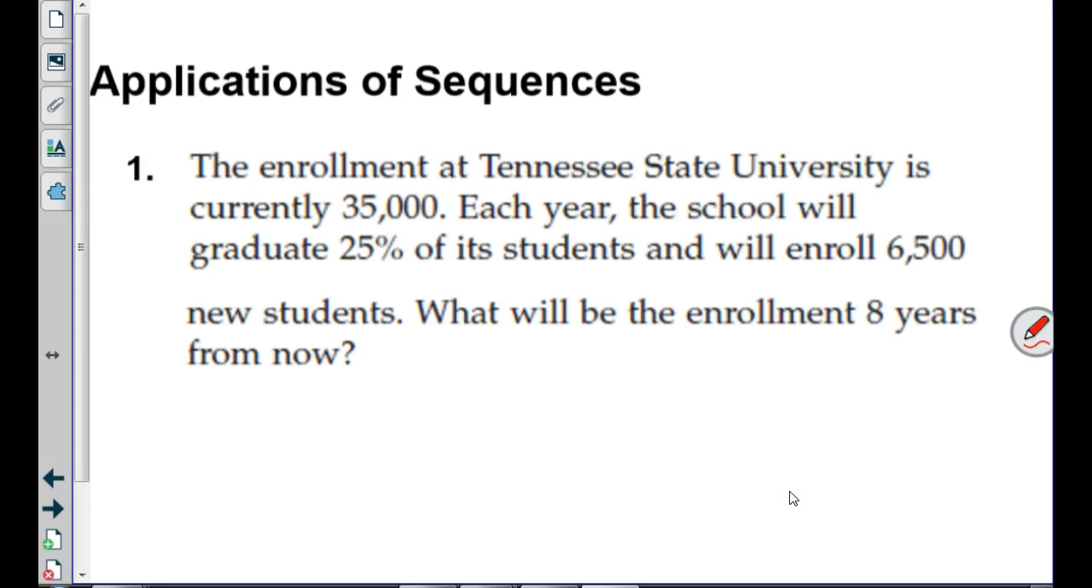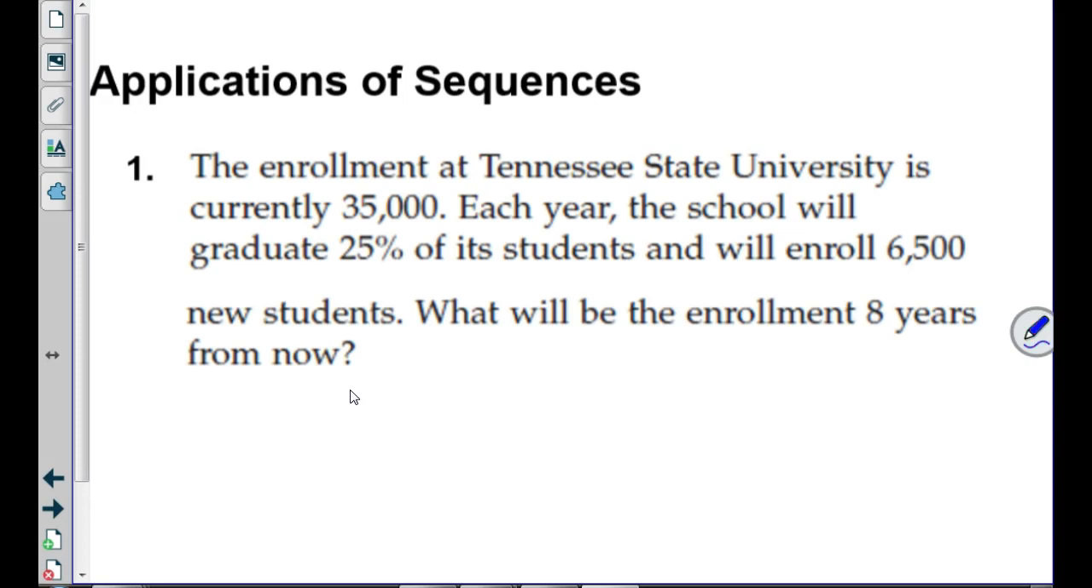The enrollment at Tennessee State University is currently 35,000. Each year, the school will graduate 25% of its students and then will enroll 6,500 new students. What will the enrollment be in 8 years? Okay, so what happens first?